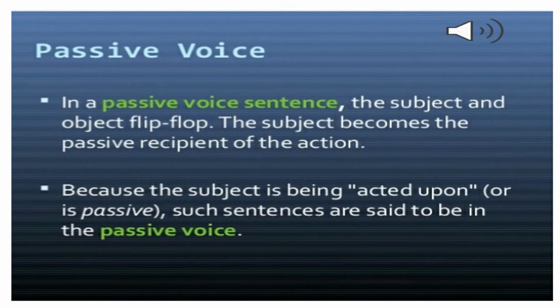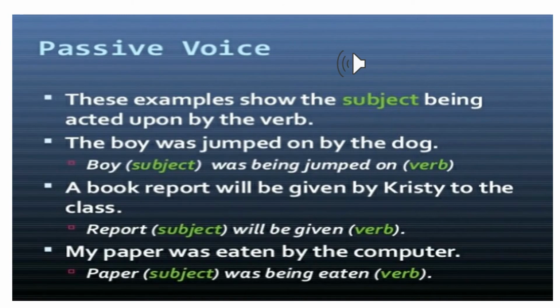Passive voice is used when we want to emphasize the action, that is the verb and the object of a sentence rather than the subject. This means that the subject is either less important than the action itself or that we don't know who or what the subject is. Here you have a few examples. Please go through them. The first example is that the boy was jumped on by the dog.